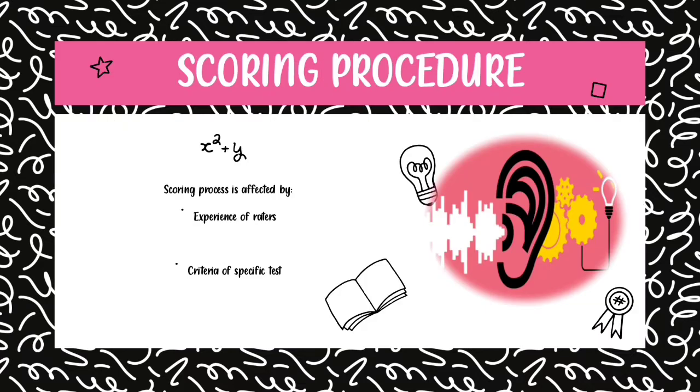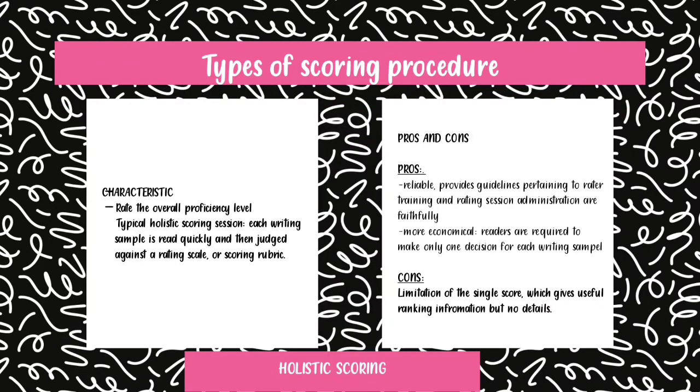The last point is about scoring procedure. The scoring process is affected by the experience of writers and the criteria of specific tests. There are 2 types of scoring procedure. First, holistic scoring. Characteristics of holistic scoring are: first, holistic scoring rates the overall proficiency level. In a typical holistic scoring session, each writing sample is read quickly and then judged against a rating scale or scoring rubric.